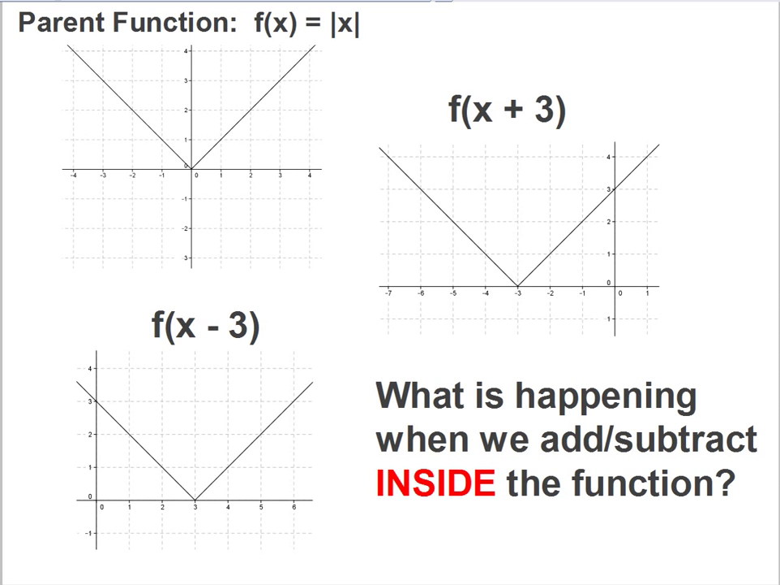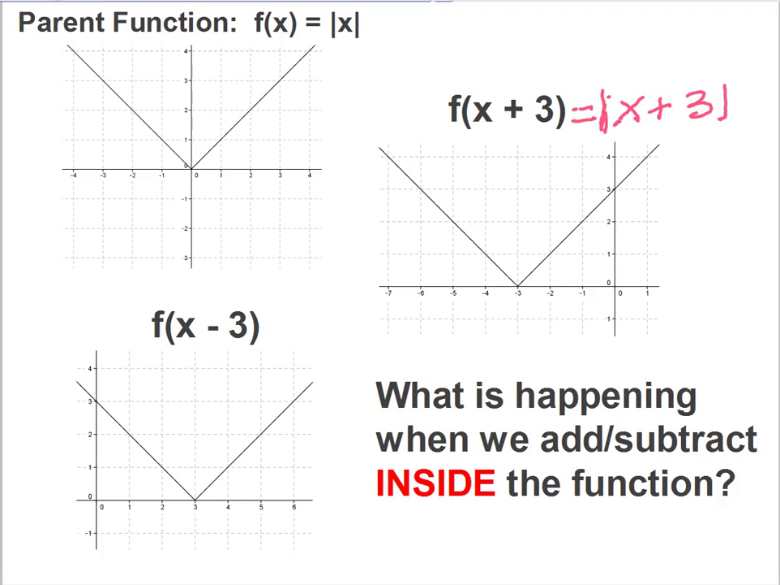Okay, so now we're going to look at what happens when we add and subtract inside the function. Notice how the plus 3 and the minus 3 are inside the parentheses. So this is going to work just a little differently. Let's start with the plus 3 inside the function. In equation form, I would have my absolute value brackets, and I would put the x plus 3 inside the brackets.